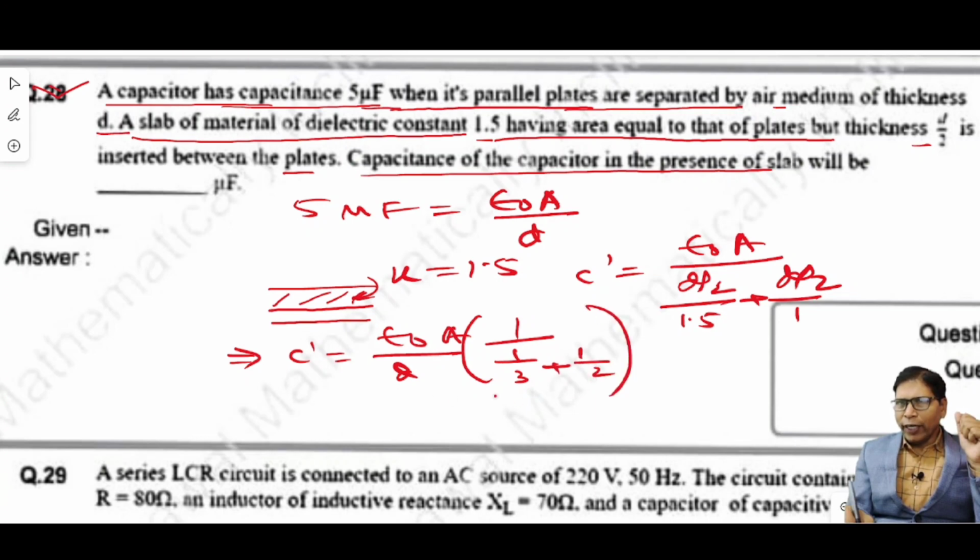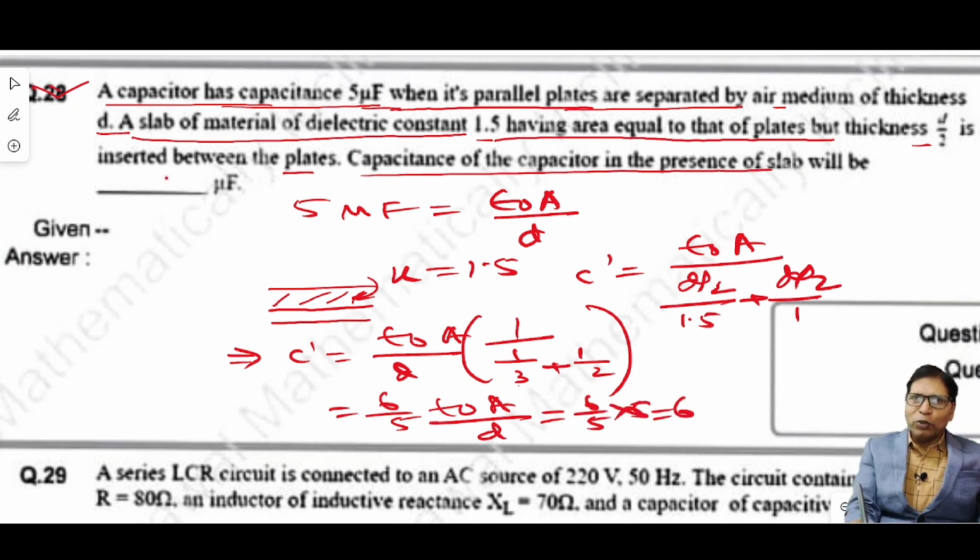Okay. Now look at this. This is the 5 by 6. So this is the 6 by 5. So this is the 6 by 5 into epsilon naught A by d. So look at this. This is the 6 by 5 into 5. So this is the 6 microfarad. So look at this here. This is the 6 microfarad.